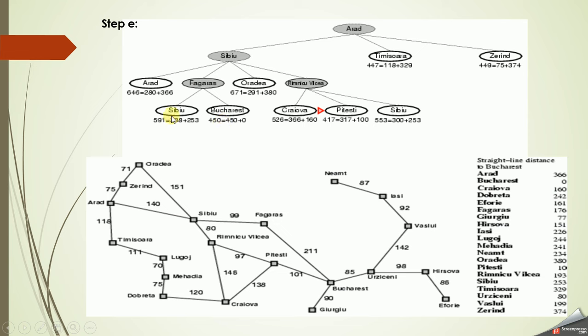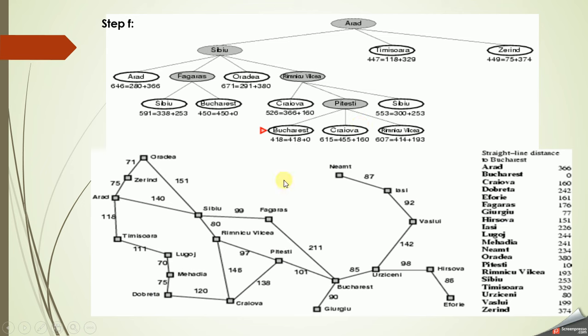So now again it will check with the memory. We have a minimum of 450, but this 450 is not the minimum. There exists a node here. It is 471, and 447 exists, and 449 exists. Among those, 417 also exists. So this 417 is the minimum of all these fringes. So next we will be expanding this Pitesti.